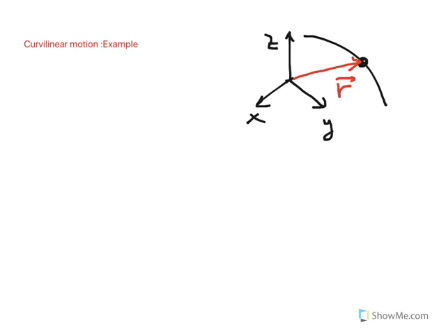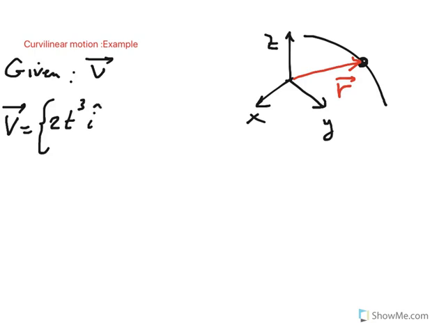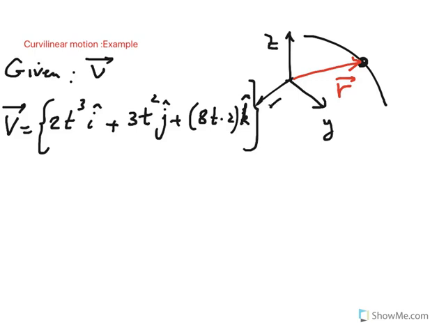In this particular example, r is not given, but rather we are given the velocity as a function of time. So velocity is given as three components here: 2t cubed i, that's the x component of velocity, plus 3t squared j, that's the y component, and the z component is 8t minus 2k. And this was our x-axis right here.